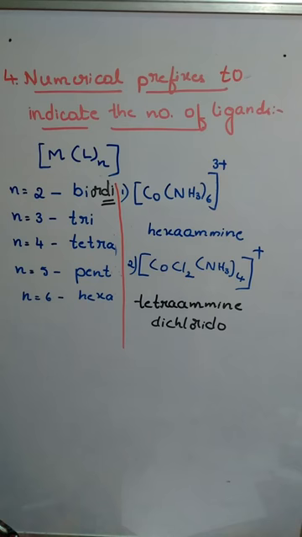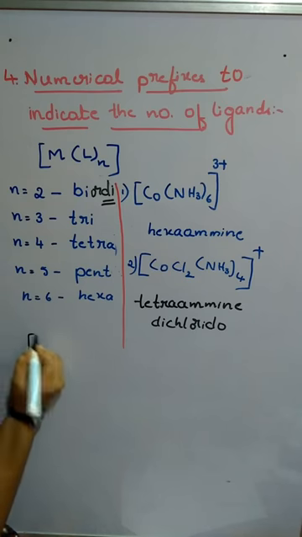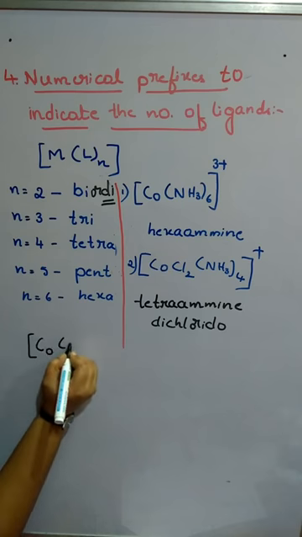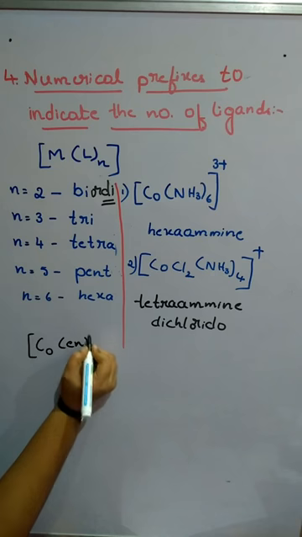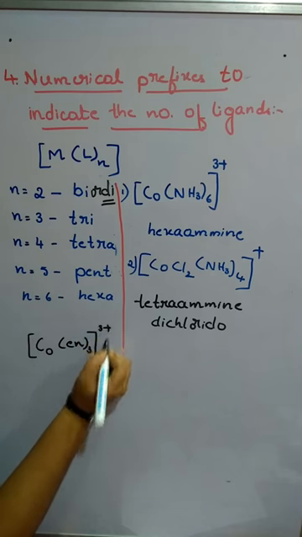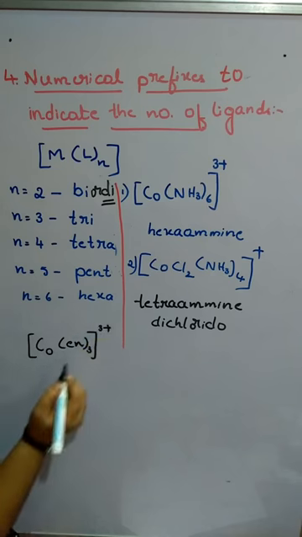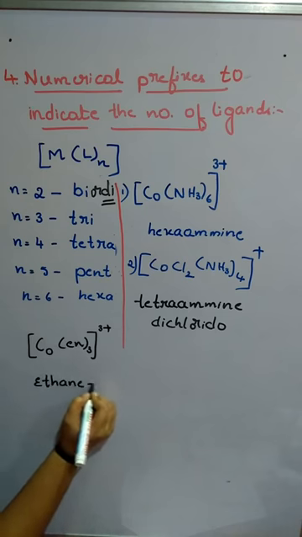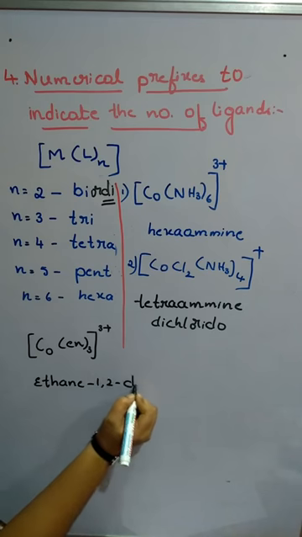Simple ligands, that is monodentate ligands, we can use the prefixes like this. Suppose the ligand itself has a name like this. Let us consider an example, En thrice, with charge 3 plus. Here En is nothing but ethane. I will write the IUPAC name only. Ethane 1,2 diamine.